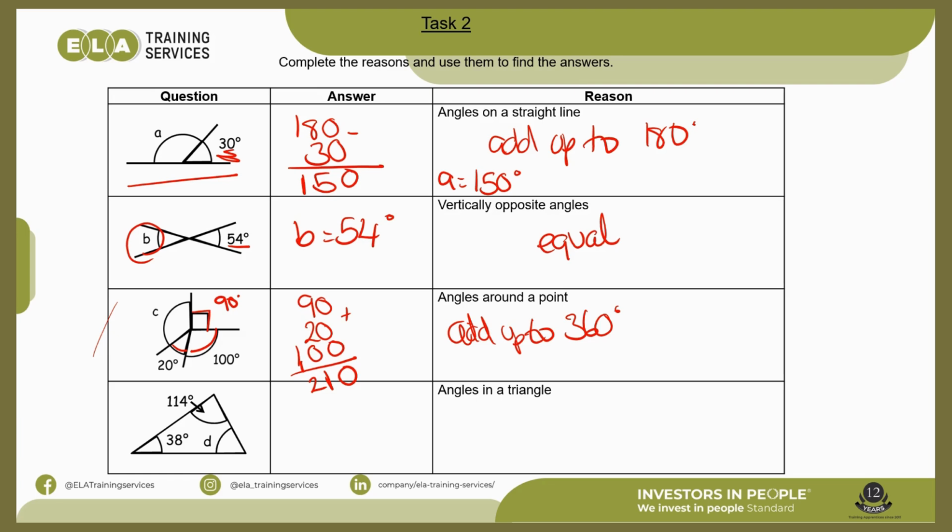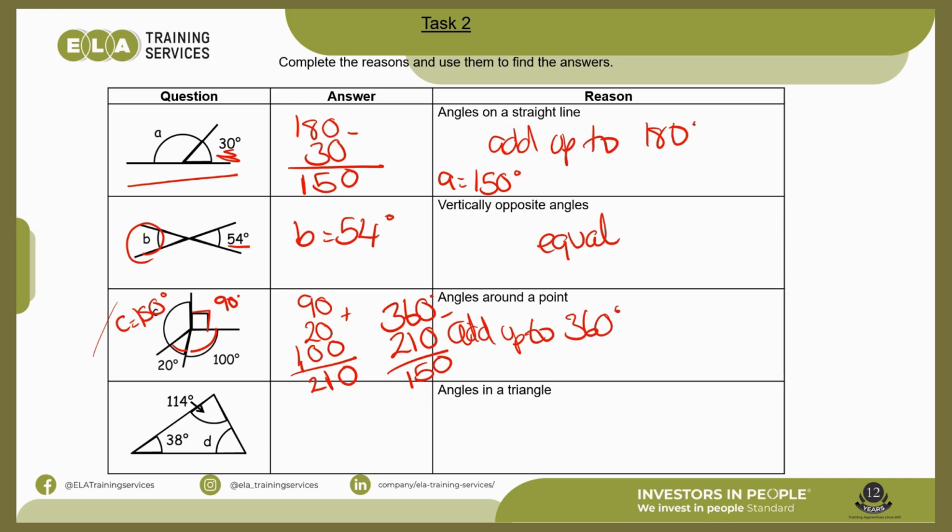However, that's not the end of our question. We now need to work out the angle we have not been given. So we do 360 minus 210. Remember, for subtraction, the big number must always go on the top. 0 minus 0 is 0, 6 minus 1 is 5, and 3 minus 2 is 1. So again, C is 150 degrees.